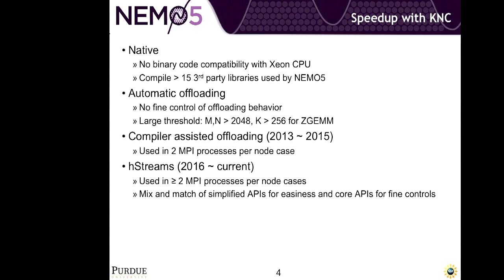So we took 2 approaches. One is compiler-assisted offloading, which is used for the case of 2 MPI processes per node. And we use hStreams, which is more flexible for the case of more than 2 MPI processes per node. A good point I like is that hStreams mixes and matches simplified APIs for ease of use and core APIs for fine control. They can work together.